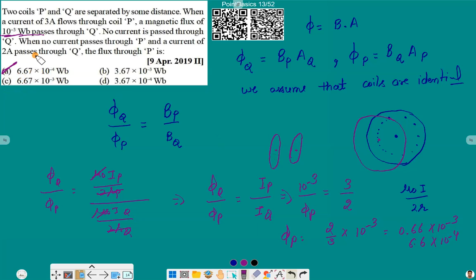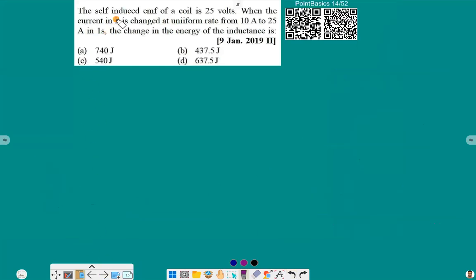Now let's move to the next one. The self-induced EMF of a coil is 25 volts when the current in it changes at a uniform rate from 10 ampere to 25 ampere in 1 second. The change in the energy of the inductance is, so we have to find out the change in energy of inductance. We know energy of inductor is given by half L I square. So we have the final and initial value of the current, we just need to figure out the value of inductance.